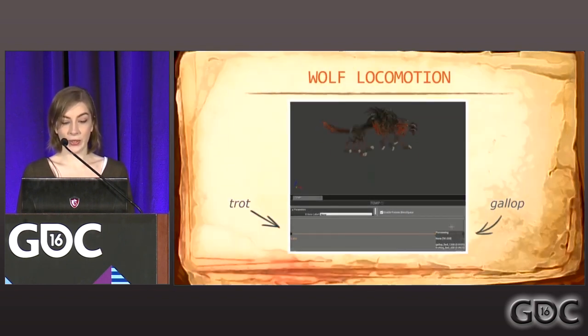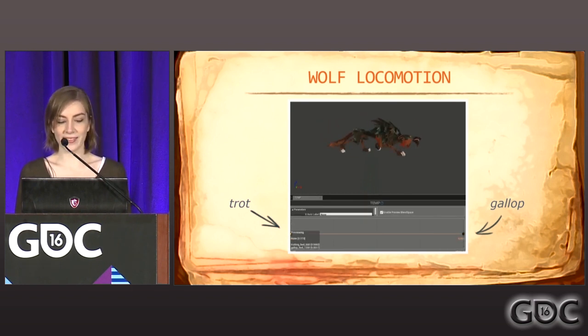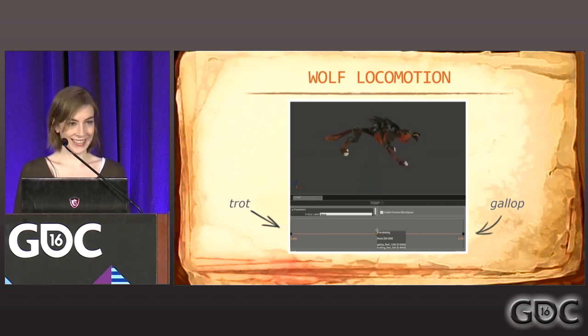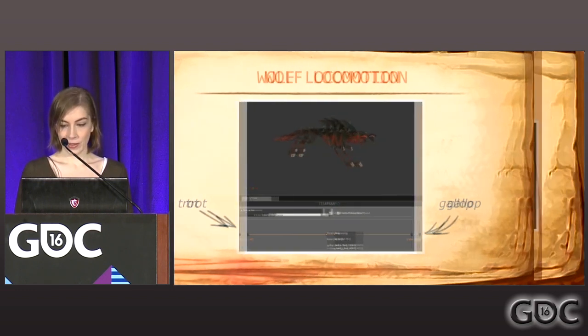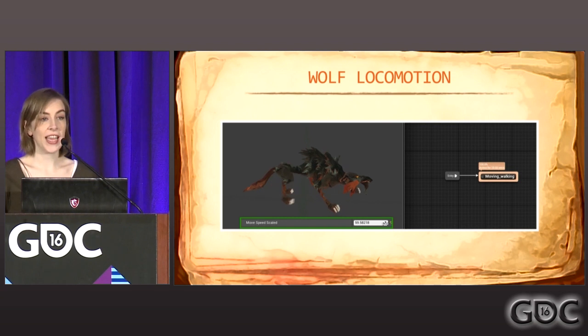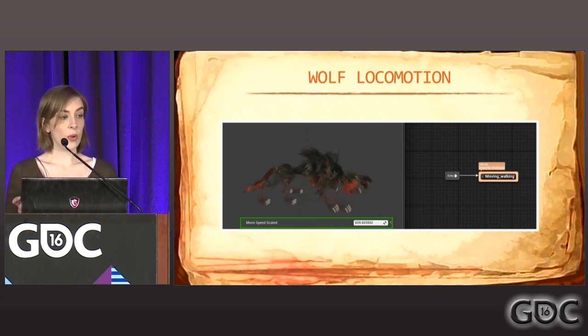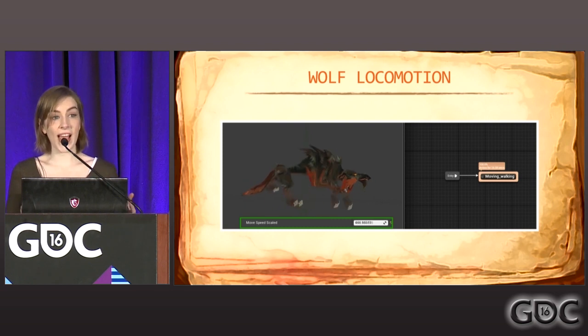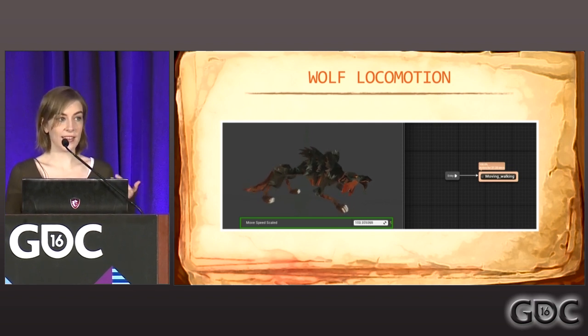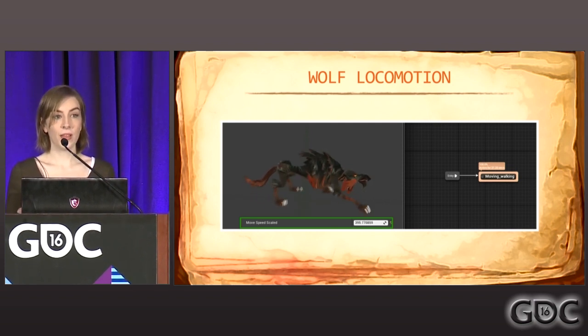If I was going to try to do a linear blend, like here's a trot and a gallop, if I try to blend between them, that's obviously not going to work. What you're going to get is some kind of funky dance, right? So instead what I'm going to do is take and scale the play rate of those animations based on the speed of the character. So if the character is moving twice as fast as the animation was authored at, then I play the animation twice as fast. If the character is moving half as fast as the animation was authored at, then I play the animation at half speed.